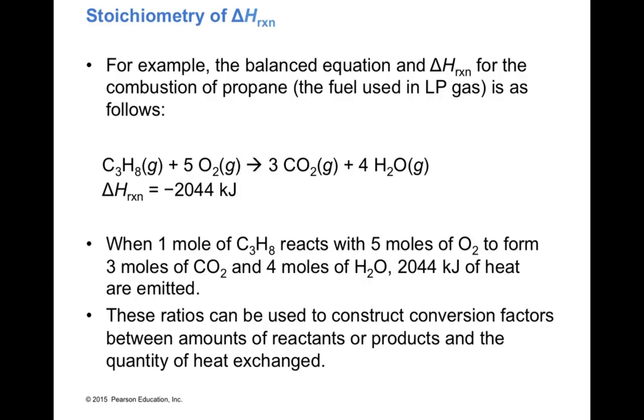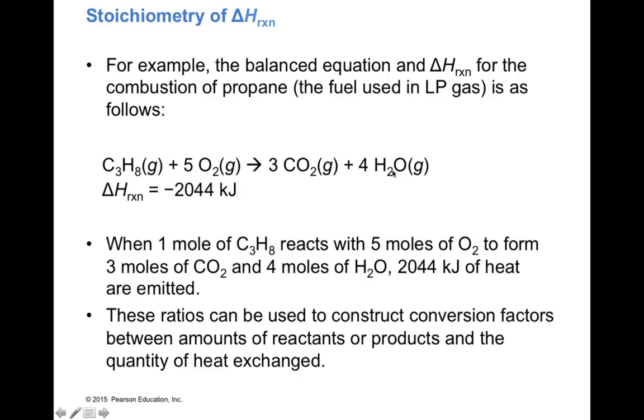These ratios can be used to construct conversion factors between the amount of reactants or products and the quantity of heat exchanged. So this can now be used as part of the reaction. We have seen that, for example, we can make a ratio between 1 mole of propane producing 3 moles of carbon dioxide, or 1 mole of propane producing 4 moles of water, or 1 mole of propane reacting with 5 moles of oxygen, or 5 moles of oxygen producing 3 moles of carbon dioxide, and also 5 moles of oxygen producing 4 moles of water.